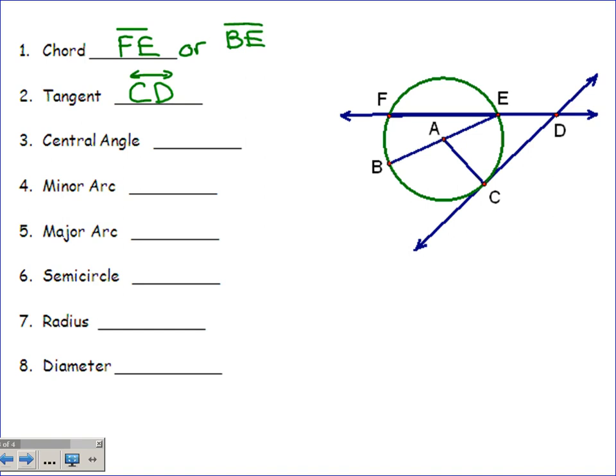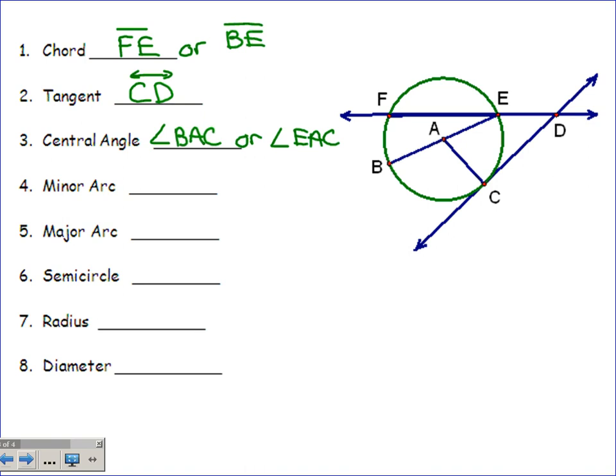Central angle. Please. BAC. Perfect. There's the second one up there. There's also an angle EAC. That's true as well. Okay. So those angles, those are the only two you can have. Obviously, the angle CAE is the same as the other one, so you're fine.